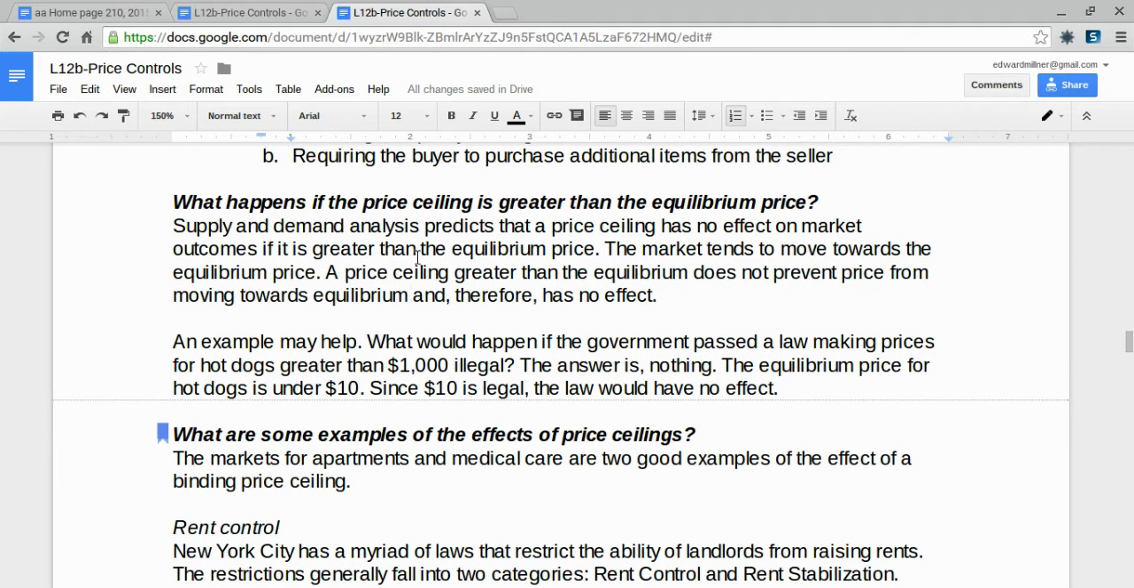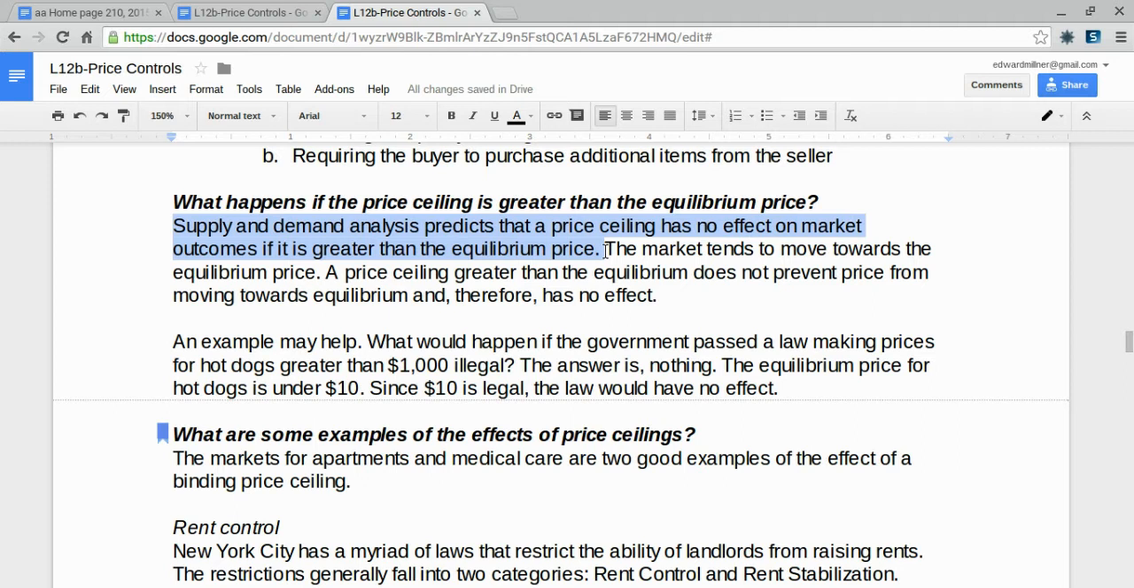Now, we've talked about what happens when the ceiling is less than the equilibrium price. What happens if the price ceiling is greater than the equilibrium price? Supply and demand analysis predicts that a price ceiling has no effect on the market if it is greater than the equilibrium price. The market tends to move towards the equilibrium price. A price ceiling greater than the equilibrium price does not prevent price from moving towards its equilibrium and therefore has no effect. An example may help.